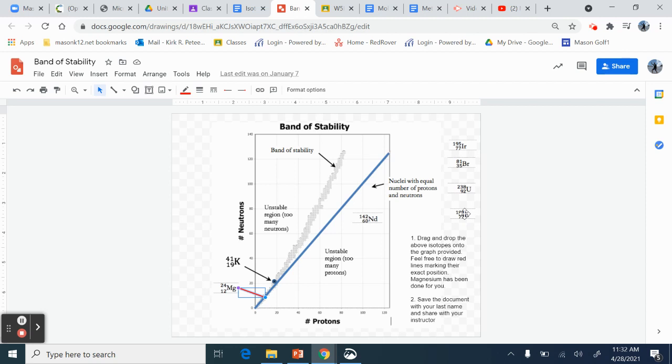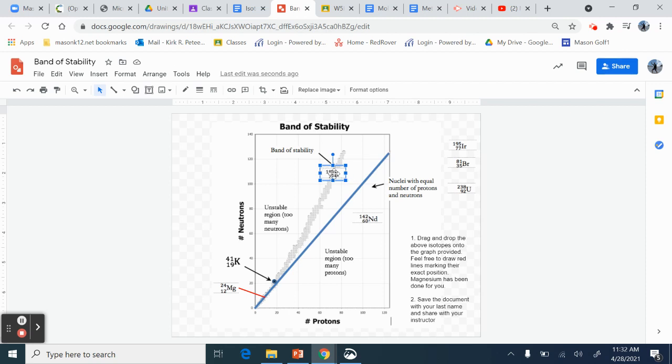So for example, iridium 77, I know that iridium 77 would be right around here in terms of the proton number. And then that 191 minus 77. So if I take a calculator and I take 191 and I subtract 77, I get 114. So that means I got to come up to 114, which is up here. And yeah, right in that area right there. So it looks like that iridium would be in the band of stability in this case. And so that's where that would fall.